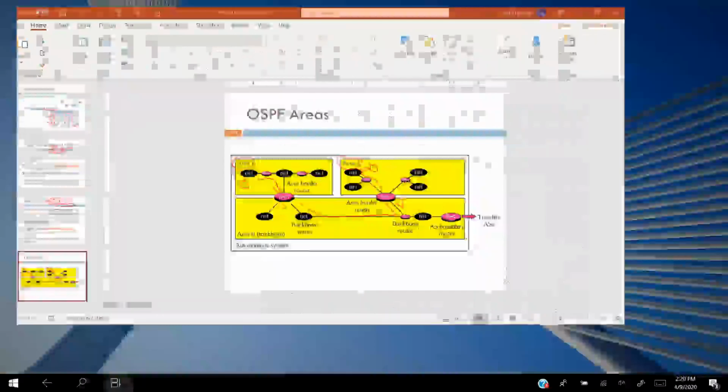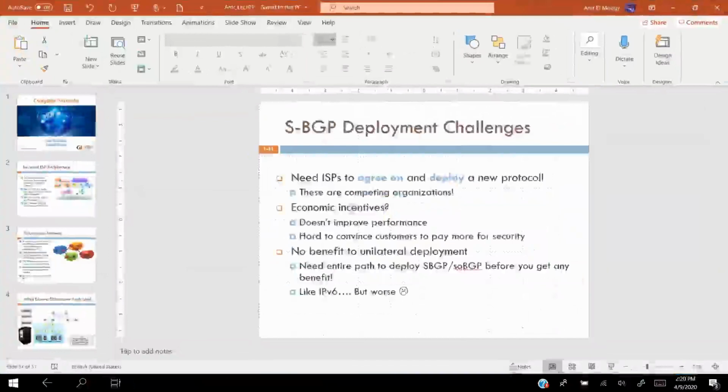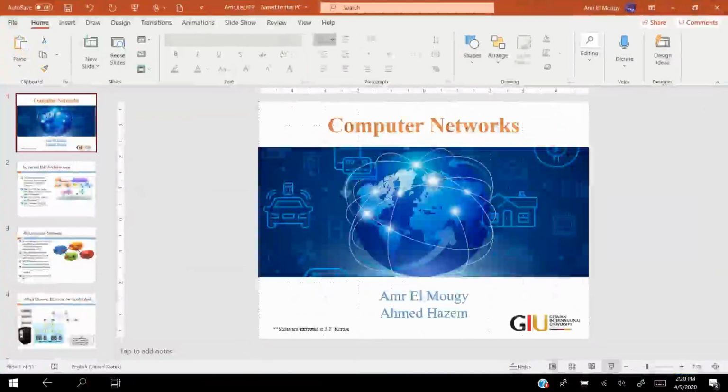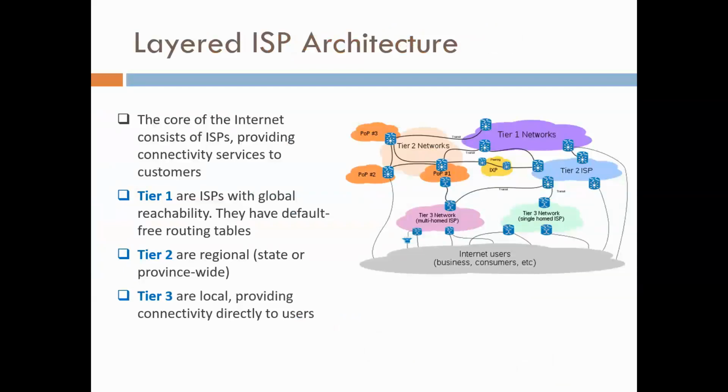Now we can actually move on to the other topic, which is exterior gateway protocols. Now we have learned how a packet makes its way between any source and destination within the same autonomous system. What we want to learn now is how a packet jumps from one autonomous system to the next.